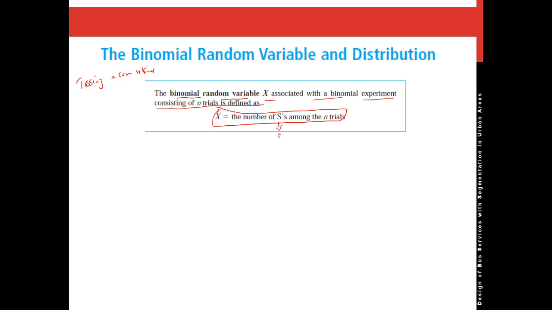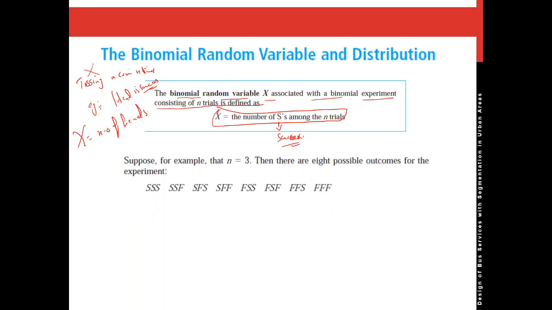S denotes success, depending upon our experiment. For example, if getting a head is a success, then x equals the number of heads while conducting this binomial experiment n times. For example, if n equals 3, that means we are tossing a coin 3 times, and there are 8 possible outcomes for the experiment.